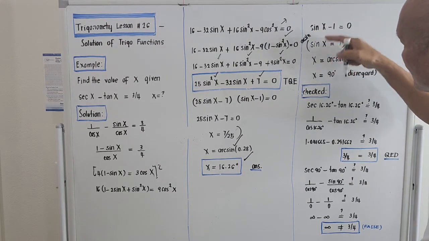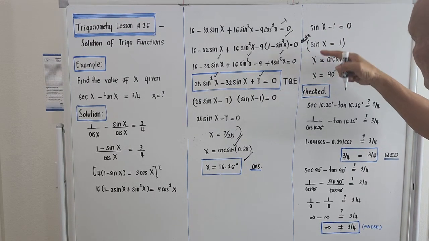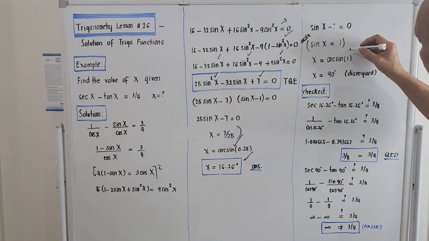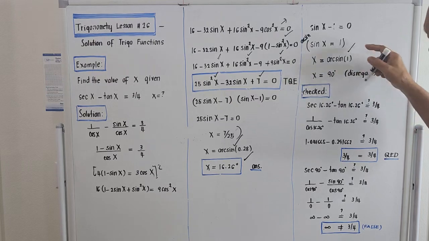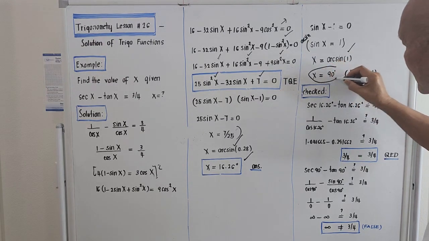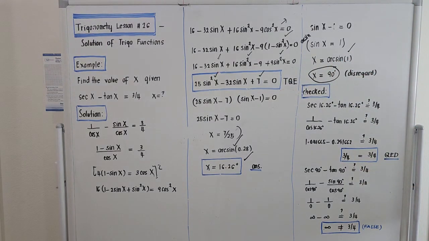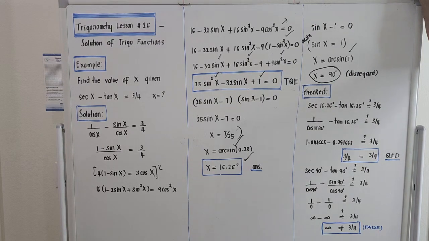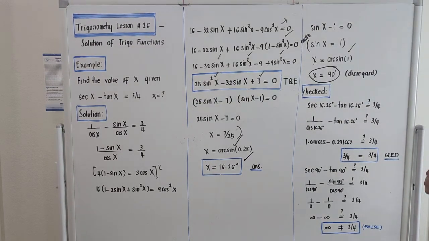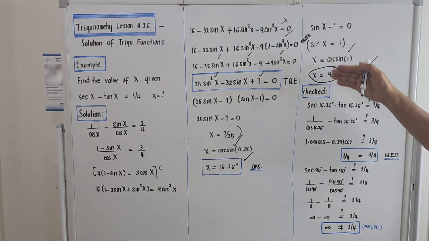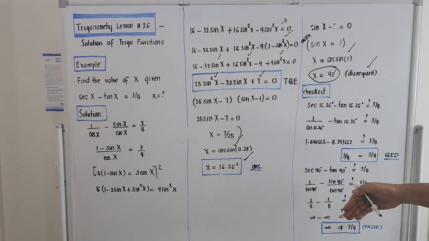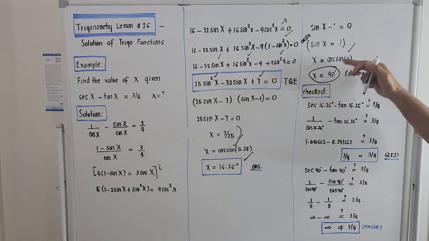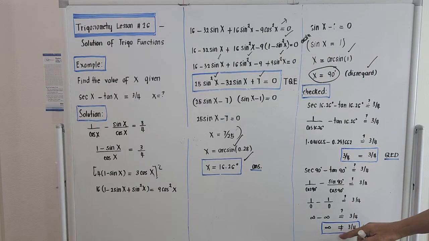The arc sine of x will simply be x, and the arc sine of 1 is actually 90 degrees. Meaning, what angle has a sine value of 1? It's 90 degrees, because sine of 90 degrees is 1. Right? But I think we will disregard this value of x here, because if we check the validity of the answers, x equal to 90 degrees does not give an equality.